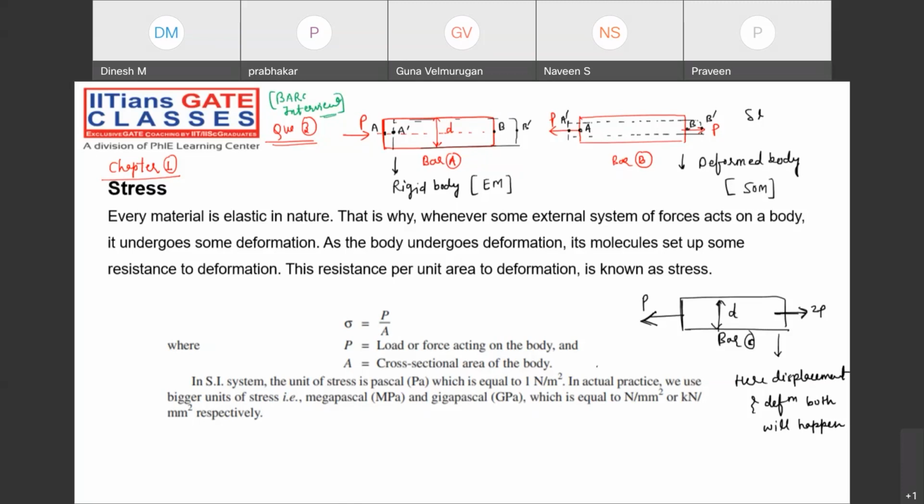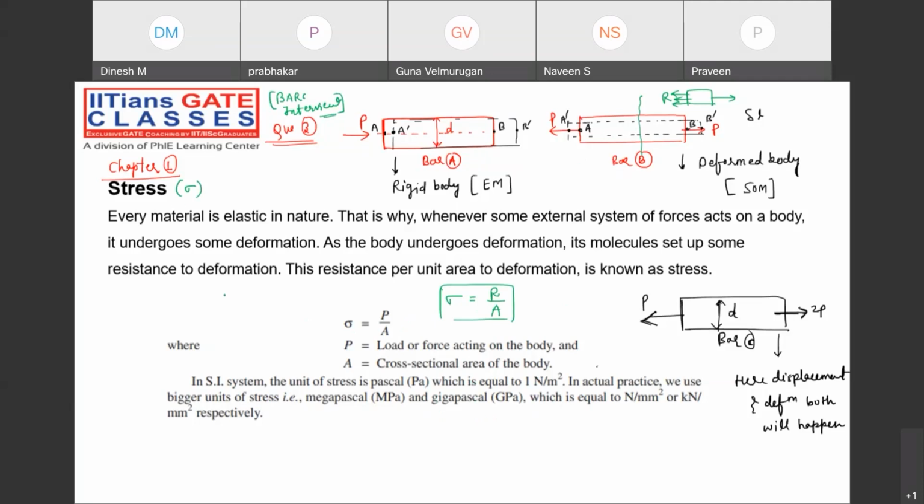And because of that, what will happen? Internally, when you cut this member and apply the load in this direction, an internal resistance force will be developed. That internal resistance force per unit area is the stress value. That is my stress. Stress is not load per unit area. External load per unit area is the wrong definition, right?